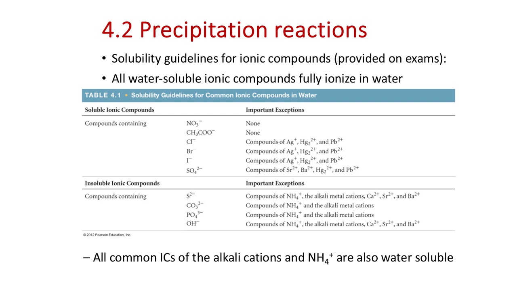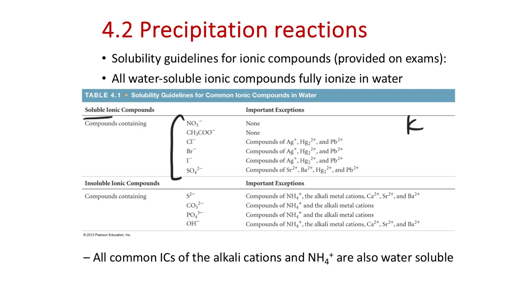And what we're looking at, again as a review, is that our soluble compounds contain nitrate, acetate, chloride, bromide, iodide, and sulfate. These ions, when paired up with metal cations, are going to form soluble compounds. So you take a metal, mix it with those ions, and you get a water-soluble compound that completely ionizes. All water-soluble ionic compounds completely ionize in water, but there are some exceptions. For example, silver chloride turns out to be insoluble in water.